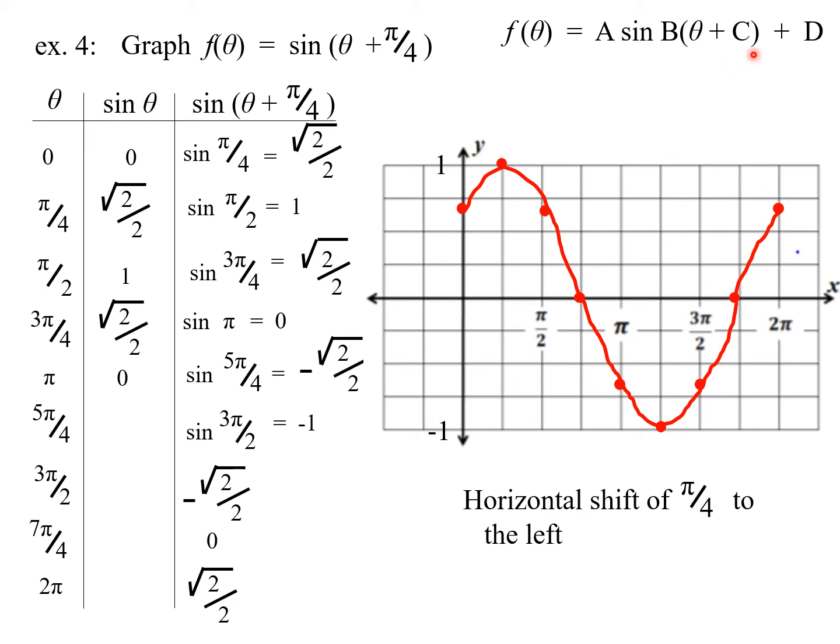And that's represented by C, remember, which was our horizontal shift, here a horizontal shift of pi over 4. Now, I'm going to get away from calling it a horizontal shift because in general, it's called a phase shift. So this wave has been phase shifted by pi over 4 to the left.